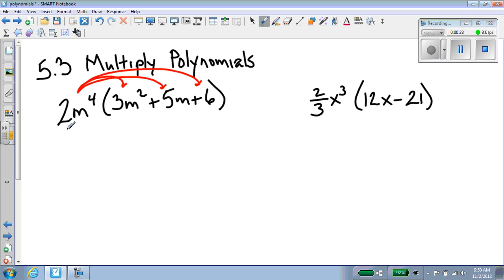When I multiply, I'm going to be bringing back my exponent rules. So 2m to the fourth times 3m to the second is 2 times 3, 6, m to the fourth, m to the second, that's 6 factors of m, plus 2m to the fourth times 5m would be 2 times 5, 10. 4 factors of m times another factor of m would be 5 factors of m. 2m to the fourth times 6 would just be 12m to the fourth.